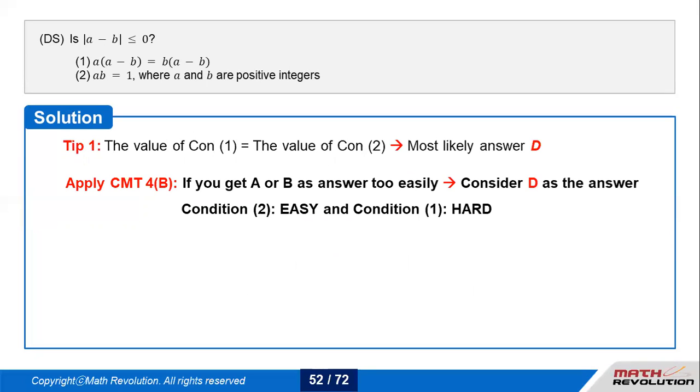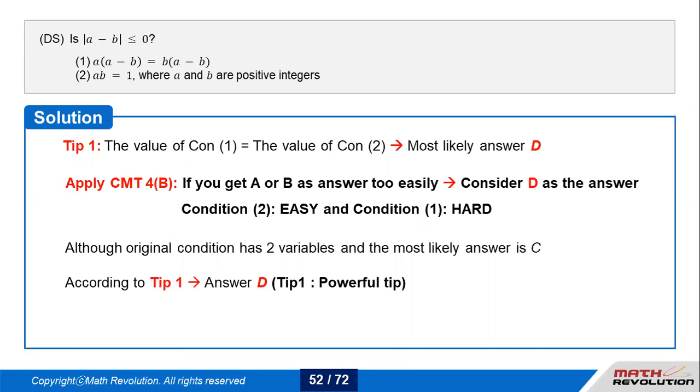This is an application of CMT4B. If you're getting A and B very easily, your answer should be D. 95% times it happens.